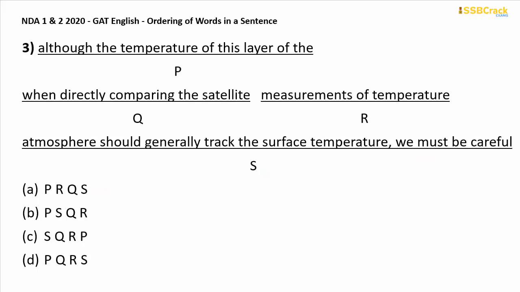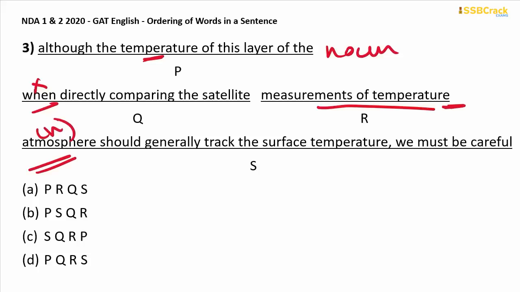Although the temperature of this layer of the, when directly comparing the satellite, measurements of temperature, atmosphere should generally track the surface temperature, we must be careful. So if you read the first one, although the temperature of this layer of the, and it should be followed by a noun. So this is not a noun, this is an adverb of time. This is a noun, but although the temperature of this layer of the measurements of temperature is not possible, because again temperature, two times the temperature has been talked of, one here and one here. So it should be atmosphere, because atmosphere is a noun. Although the temperature of this layer of the atmosphere should generally track.